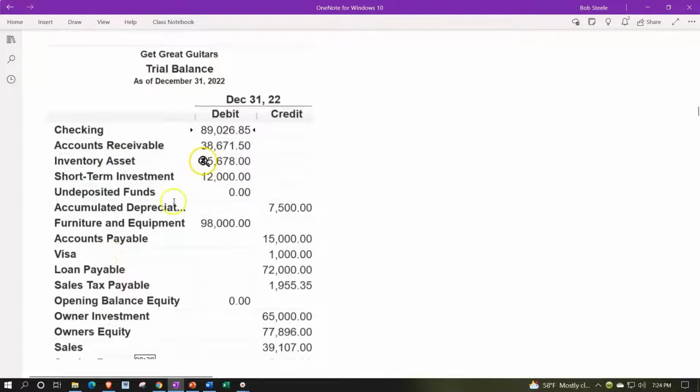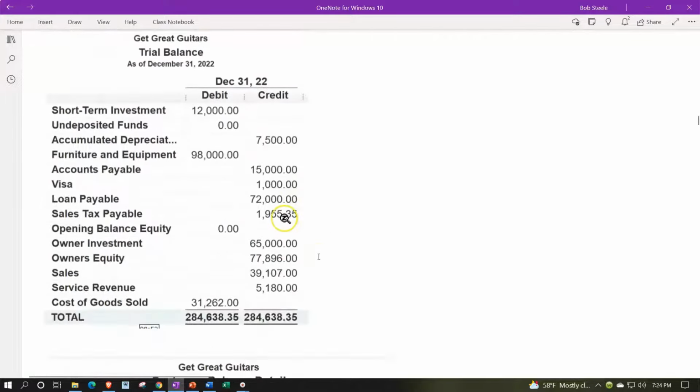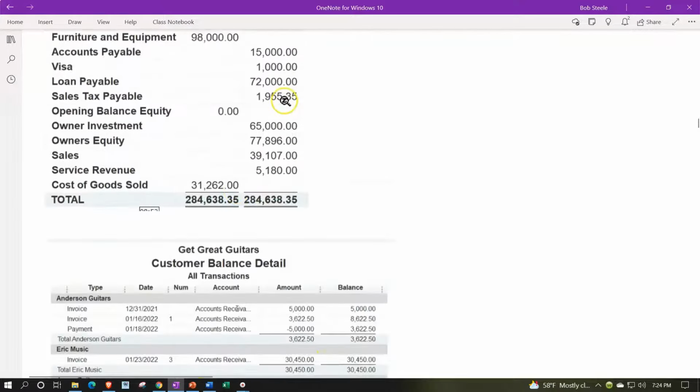Here is the trial balance, the accounts that have been impacted: accounts receivable, sales, then the sales tax payable, and the inventory is going to go down, and the cost of goods sold. You can't quite see it, but if we look down here, there's the cost of goods sold also impacted.